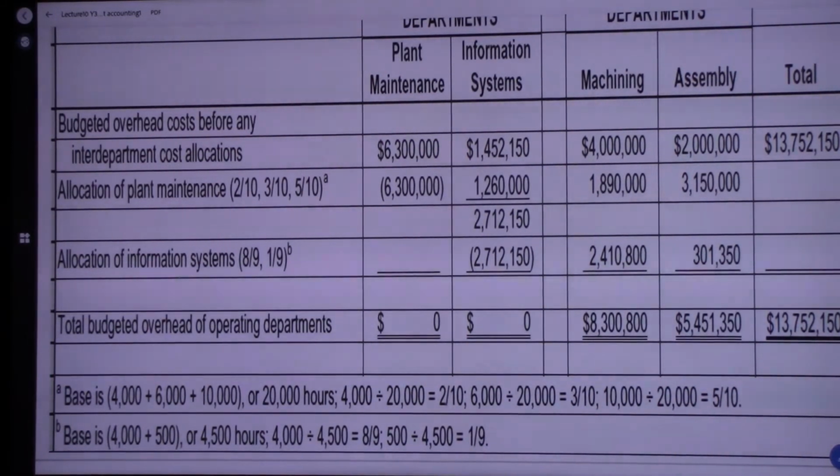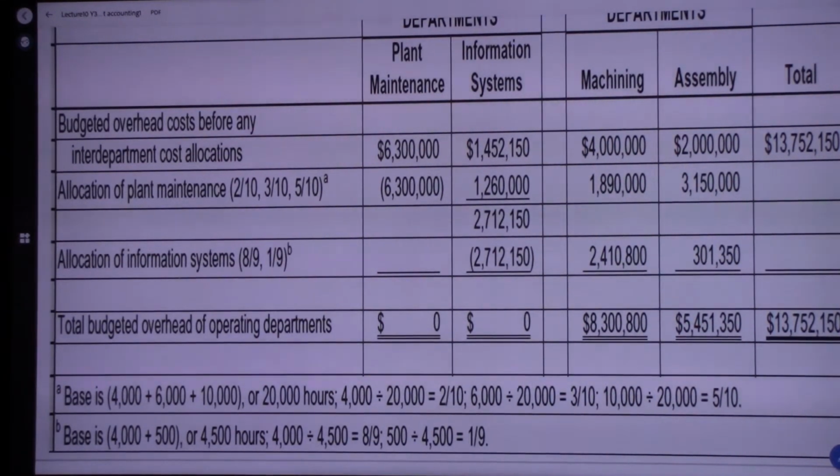8,300,000 for machining and 5,451,000 for assembly. The total cost allocated for machining and the total cost allocated for assembly is the result of what? It is the result of her own cost, which is 4 million and 2 million. Then you added cost allocated from the supporting departments, from plant maintenance and the information department.